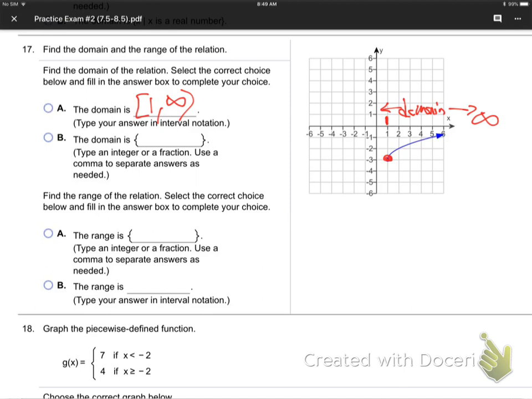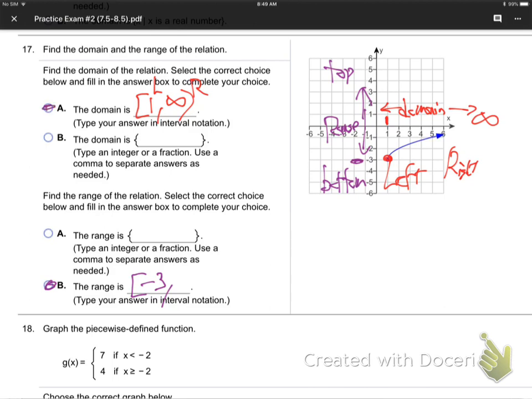Now how about the range? The range is the up and the down. The range is up and down. Well, the bottom is -3. So it's bottom, comma, top. Whereas domain is left, comma, right. So this was the left edge, the right edge for the domain. But the range is bottom, comma, top. So the bottom is -3.